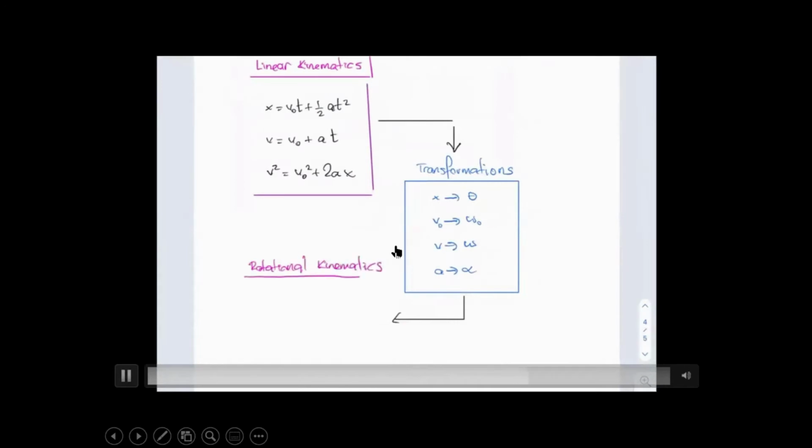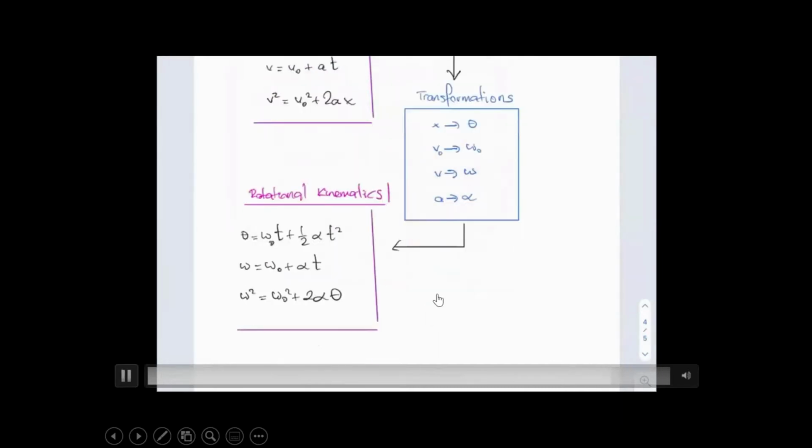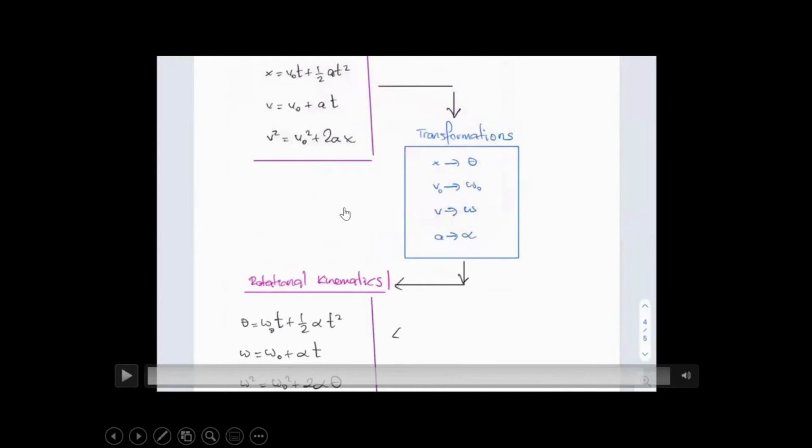So we'll just modify the first formula. x becomes theta, v becomes omega, and a becomes alpha. Second formula, v becomes omega, v naught becomes omega naught, a becomes alpha, and t is still t. Then v squared becomes omega squared, v naught squared becomes omega naught squared, plus 2 times alpha times theta. Okay, that's it. So these are the transformations.